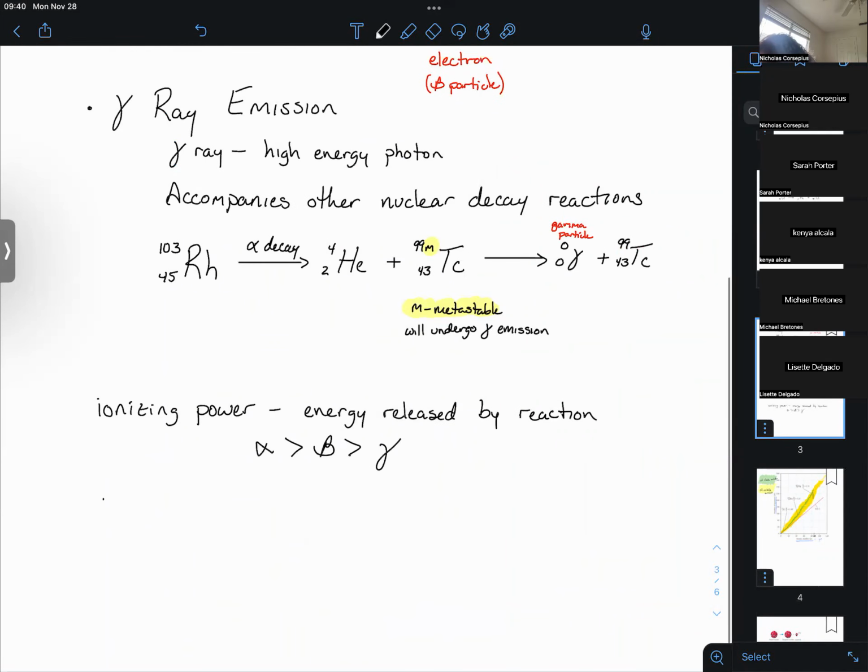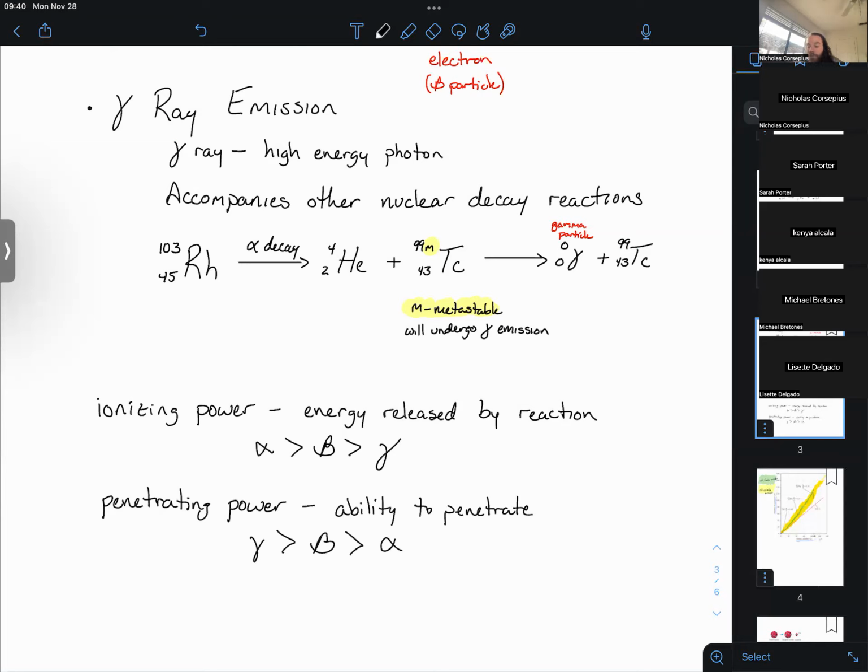But the other thing that's considered is the penetrating power of that particle released, right? And this is sort of exactly what the name implies, just the ability to penetrate different materials. And here it's the exact opposite consideration, right? That photon with its lack of mass has a much greater penetrating power than an electron, much greater than an alpha particle, because alpha particles are just so massive.